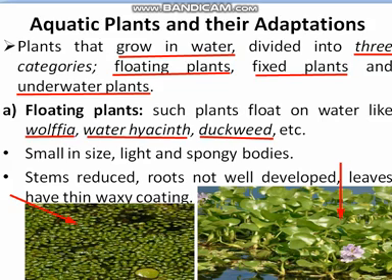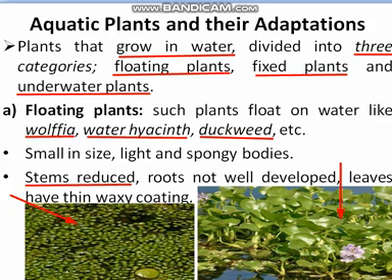Their stems are reduced, roots not well developed, and leaves have a thin waxy coating. Their stems are reduced because, you see, they are not fixed to the ground. So they need not have a long stem. That's why their stem is very small.